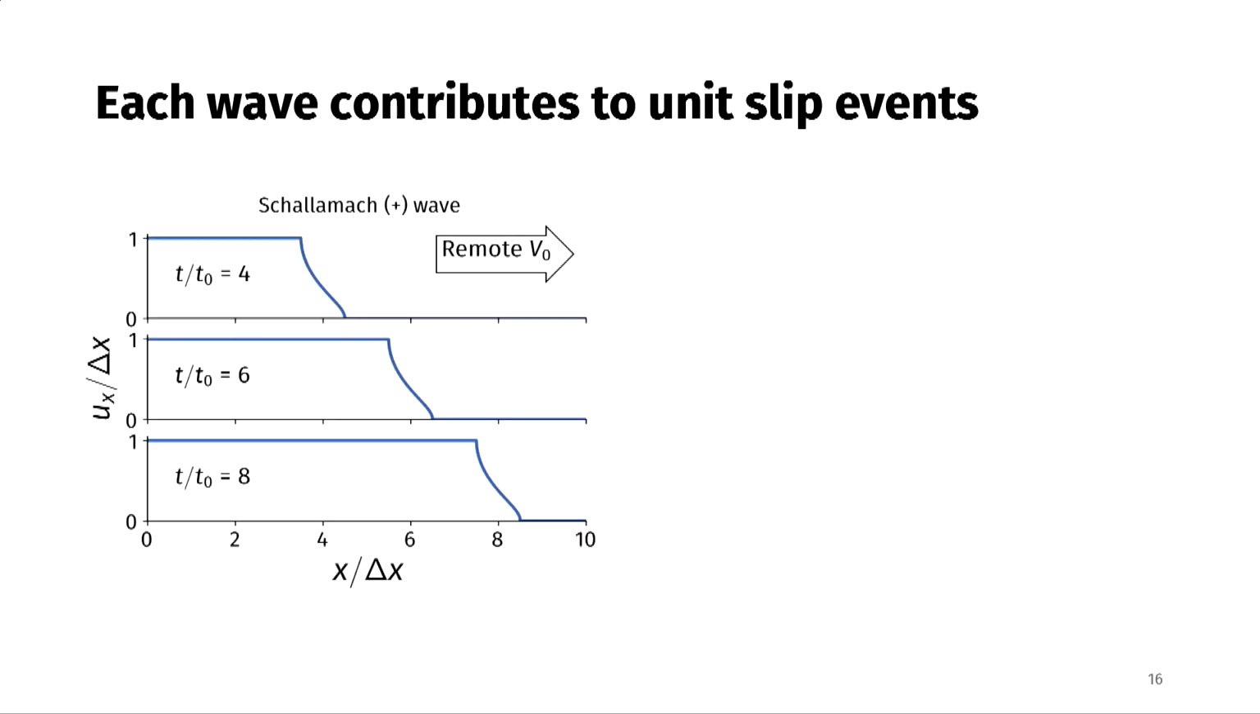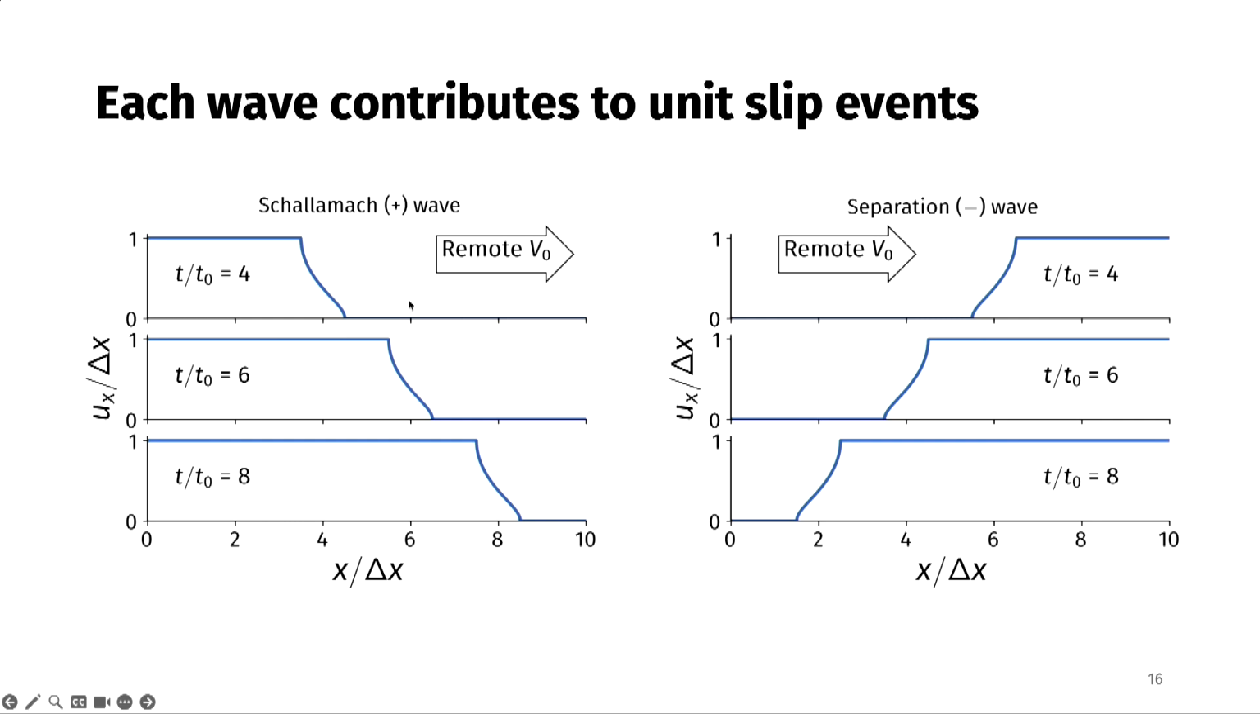So if you have the plus wave, the wave is going from left to right, just like the applied remote velocity. And this is the interface slip. This is the displacement. So the amount of slip moves towards the right. The left region is slipped, the right region is unslipped. This is the extent of the wave. And T naught is some non-dimensional time.